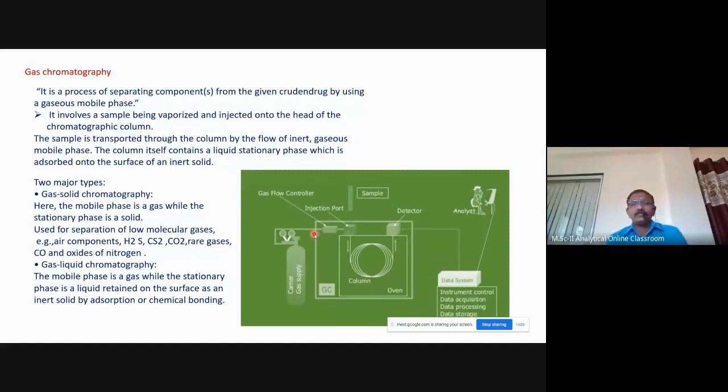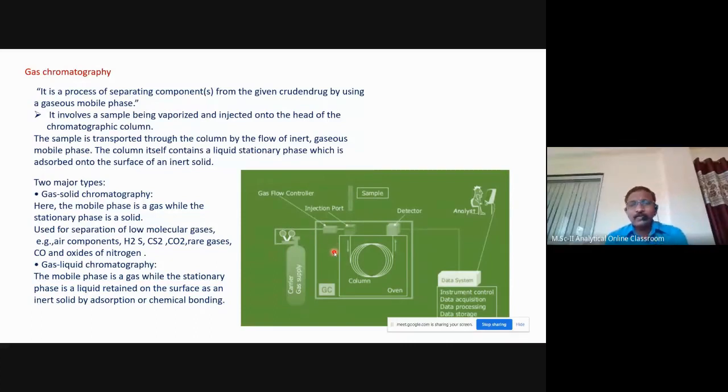So in gas solid chromatography, the mobile phase is gaseous while the stationary phase is solid. So it is mostly useful for low molecular weight separation. And here we can use nitrogen as the inert carrier gas. Along with that, some part we can use helium, hydrogen, and oxygen is also there. So there are three gases, and they can be passed over here.